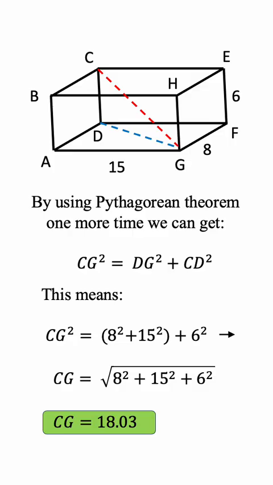18.03. So this concludes that the answer would be 18, which is the closest value to the CG distance.